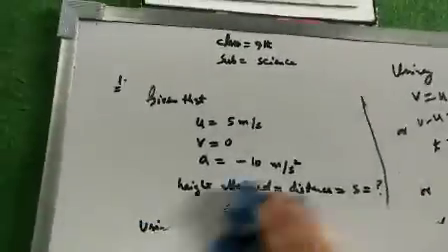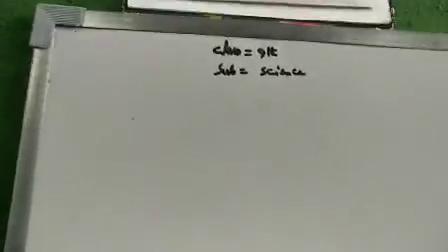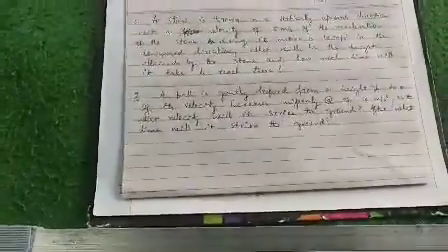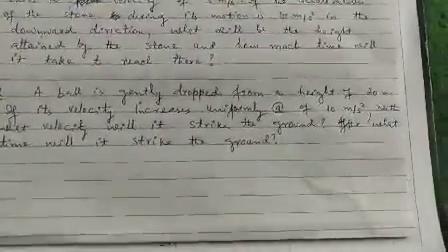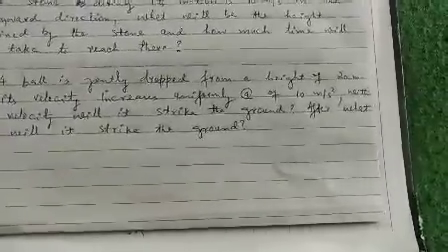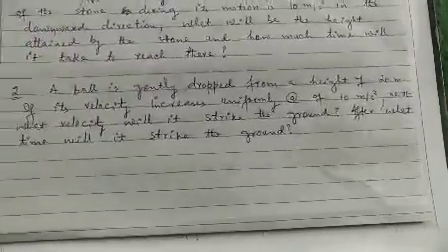Let us go to question number 2. पहले मैं पढ़ूंगा क्वेश्चन नंबर 2 क्या है. A ball is gently dropped from a height of 20 meter. If its velocity increases uniformly at the rate of 10 meter per second square, with what velocity will it strike the ground? After what time will it strike the ground?